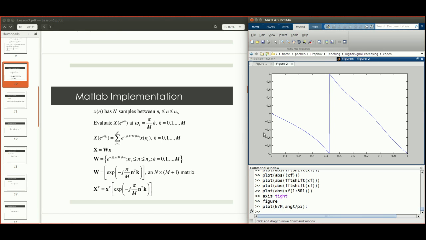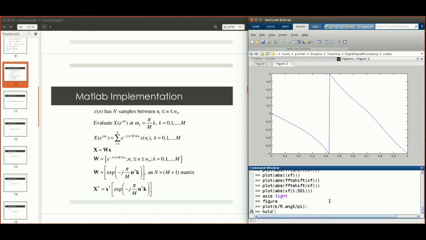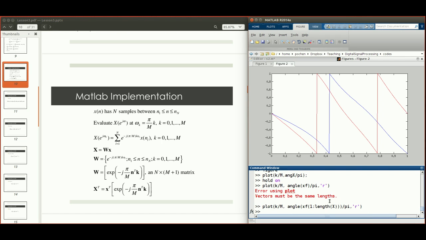So that's the angle generated by using my own FFT function, the angle of big X, basically. But now let's hold on to this plot, and then plot k divided by big M, and then get the angle of XF divided by pi, but using red color. Oh, sorry, the length is not the same. We want the length of big X, right? So you see the angles are not on top of each other. The phase angles are different. And if you look at the real and the imaginary parts, they are also different.